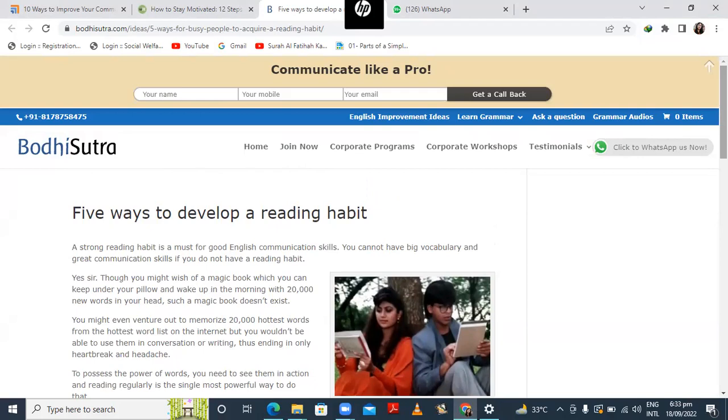Let me tell you, because it will help you a lot to understand how you can use different kinds of tenses, how you can use different kinds of vocabulary words in a lot of different situations. Got it? So reading habit, you really need to develop. That's why I was saying start from reading 1 page. Don't overload yourself. 1 page is pretty much enough for you.